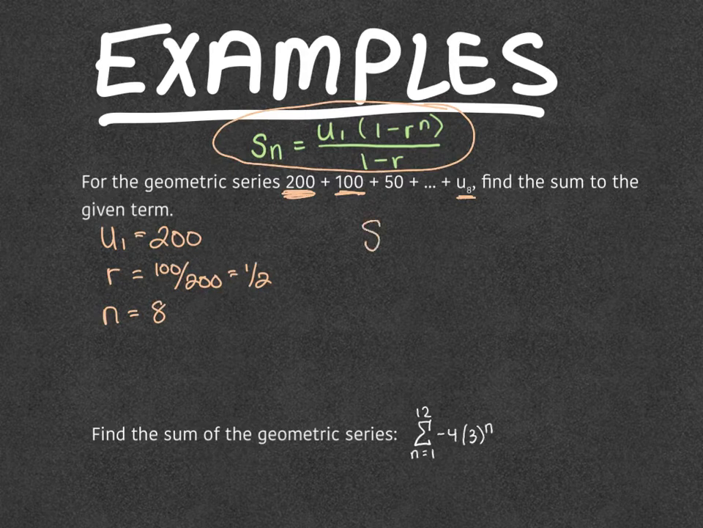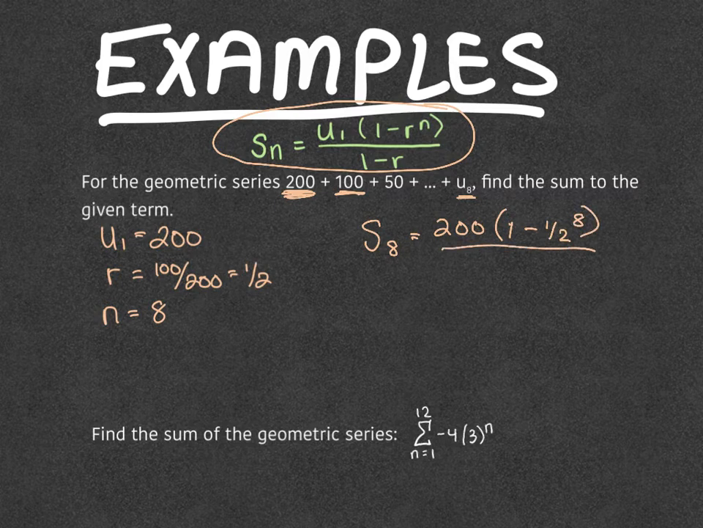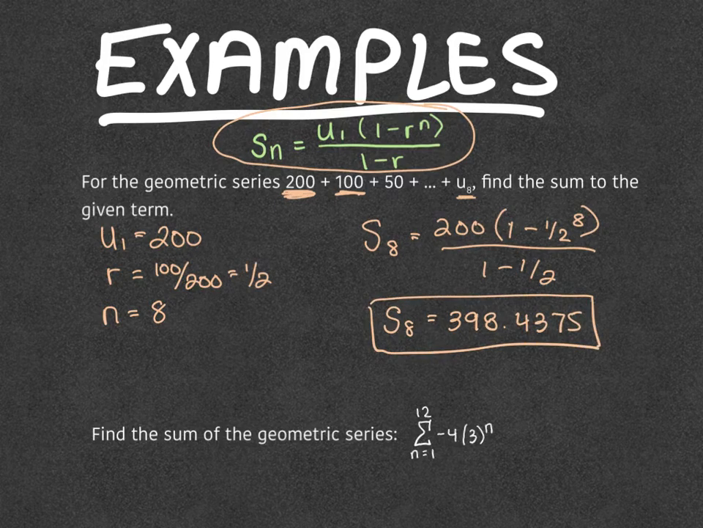So the sum to 8 terms would be 200 times 1 minus 1/2 to the 8th over 1 minus 1/2. And then from here, we're just plugging into the calculator. So the sum ends up being 398.4375. And that is it.